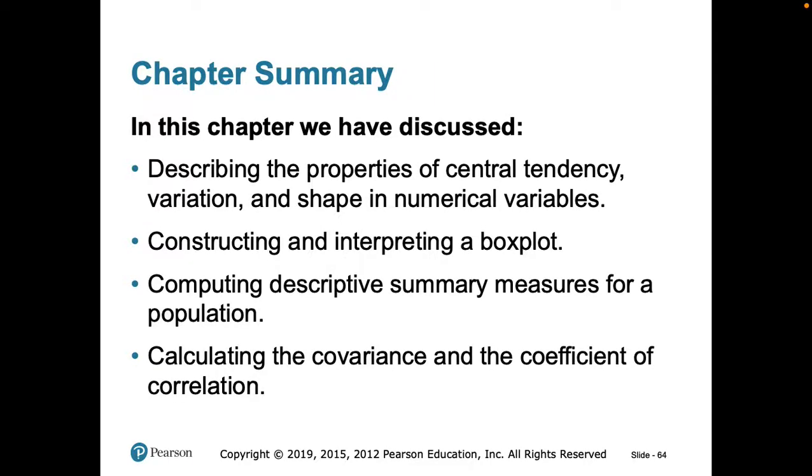Okay, to summarize, we have discussed describing the properties of central tendency, variation, and shape of numerical variables. You should now be comfortable constructing and interpreting a box plot. You should be able to compute descriptive summary measures for a population, and you should be able to calculate the covariance and the coefficient of correlation.